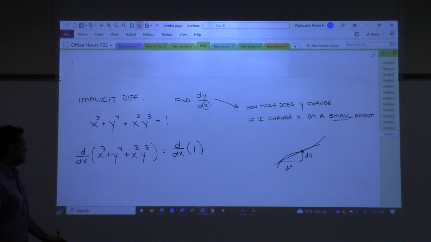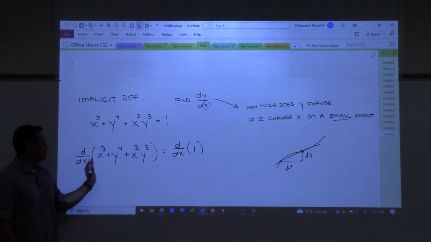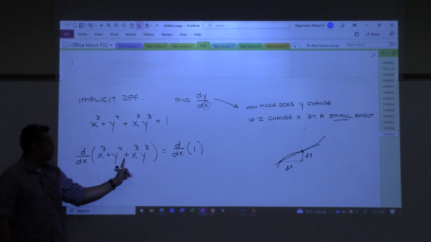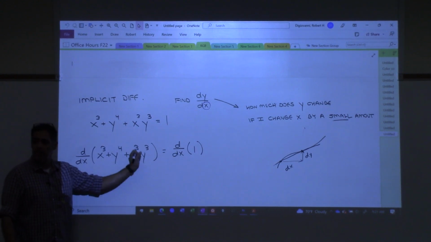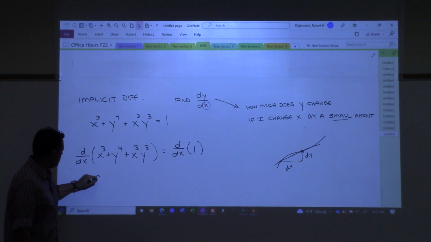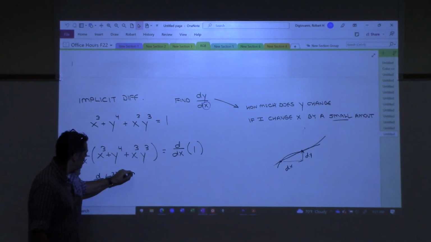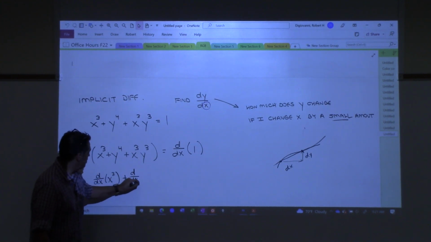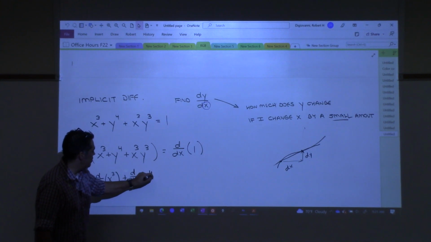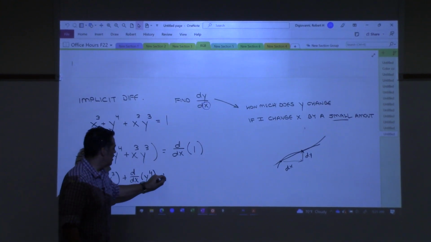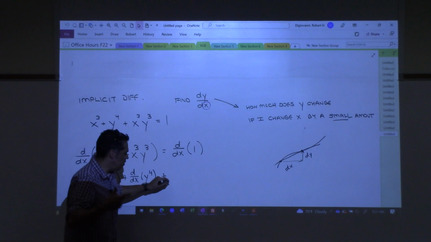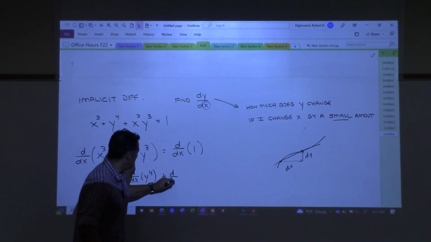Now I look at this, and I see that when I differentiate this over here, I have pluses right here, right? So that means I can differentiate each of these individually, right? So I'm going to write now the derivative with respect to x of x cubed plus now the derivative with respect to x of y to the fourth. Y'all hear what I'm saying? The derivative with respect to x, that's what that statement is.